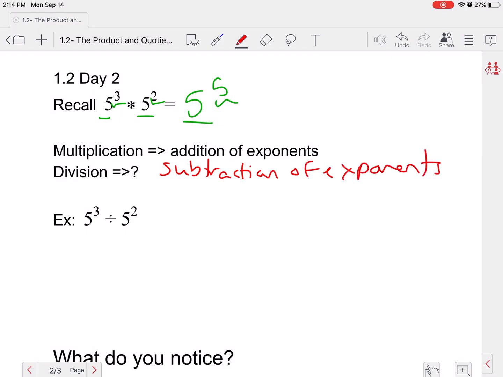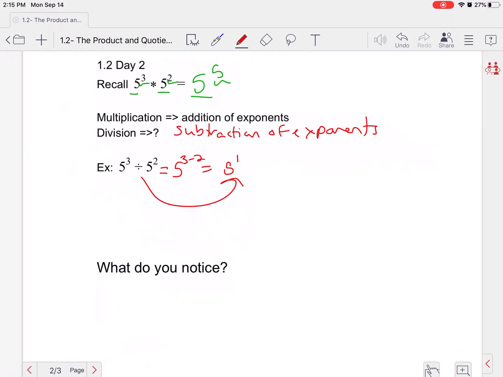Okay, so if we're multiplying with the same base, we add the exponents. If we're dividing with the same base, we subtract the exponents. So if I have 5 cubed divided by 5 squared, again, I keep the exact same base. Sorry, my equal sign looked really funny. And then I'm going to do 3 minus 2. And 3 minus 2 is 1. Now, some of us may skip right to that step, and that's totally okay. So what do you notice?